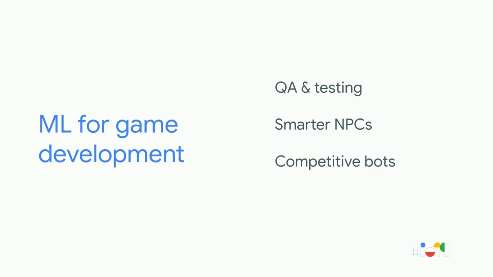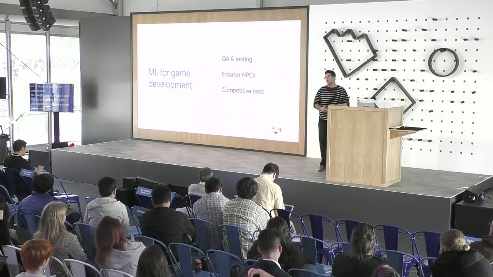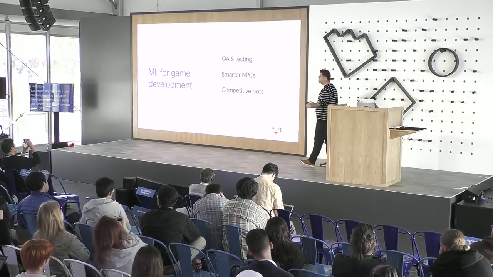So you might say, well, how can I use machine learning for game development? What are some use cases for it? The most obvious one is actually for QA and testing. So today, when we make changes to level design or game balance, we have to spend lots and lots of time testing it to make sure we haven't broken that balance, we haven't introduced new bugs. And today, we rely on people to do it.